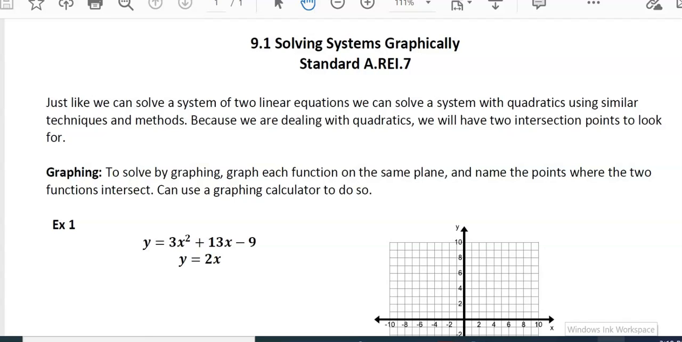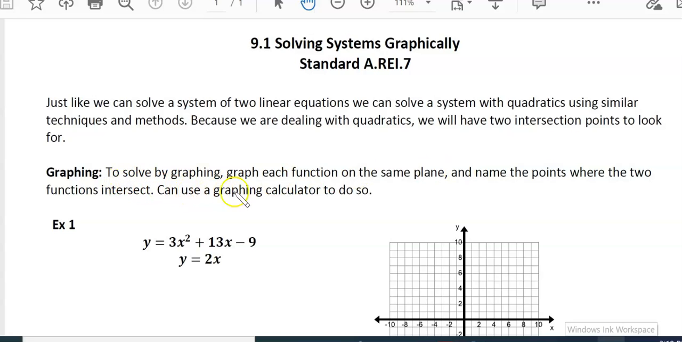Hello, welcome. This is lesson 9.1, solving systems graphically. Just like we can solve a system of two linear equations, we can solve a system of quadratics using similar techniques and methods. Because we are dealing with quadratics, we will have two intersection points to look for. We won't always have two intersection points, but we always have the possibility of having two points of intersection.